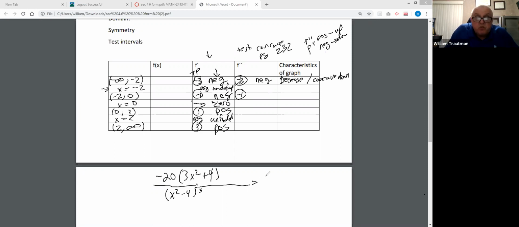So if I put -1 into this function, I get -1, that's a positive, times a -20, I get a negative. On the bottom, if I put a -1, I end up with -3 to the third, which is a negative. So this becomes positive. So once again, the slope of this interval, -2 to 0, is decreasing. It's negative. And we got a positive, which is concave up.